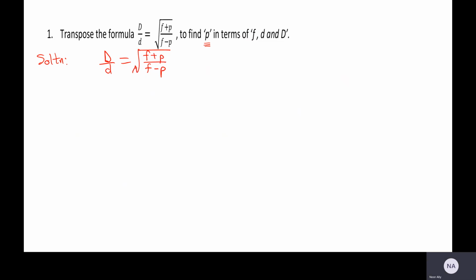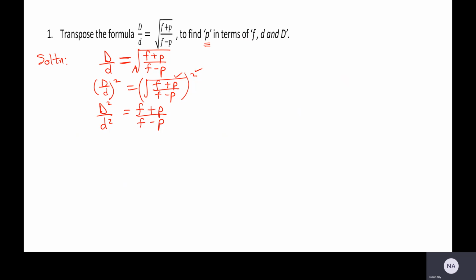The square root is obviously the first algebraic manipulation that we have to eliminate. And the inverse operation is squaring. So you're going to square both sides, which is D over d squared. And although it's not necessary, I will show this. Square both sides. So on the left-hand side, I get D squared over small d squared. The square root and the square cancel off. I'm left with F plus P over F minus P.